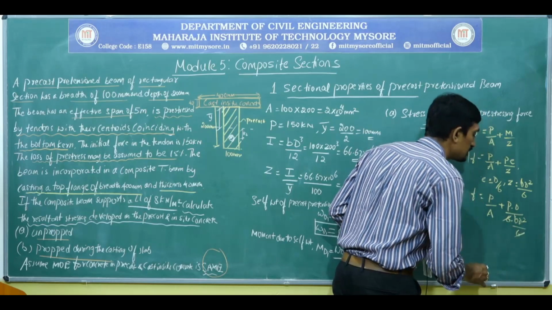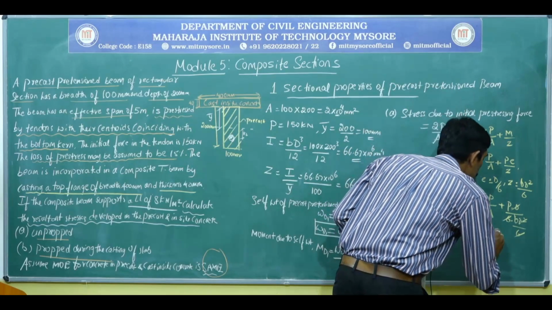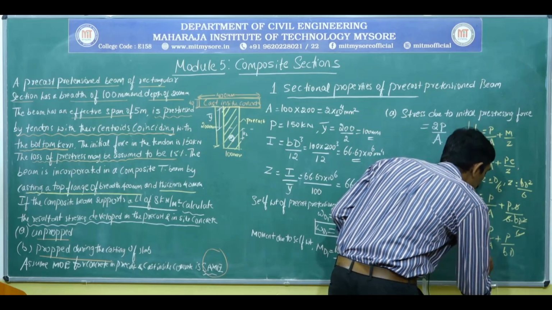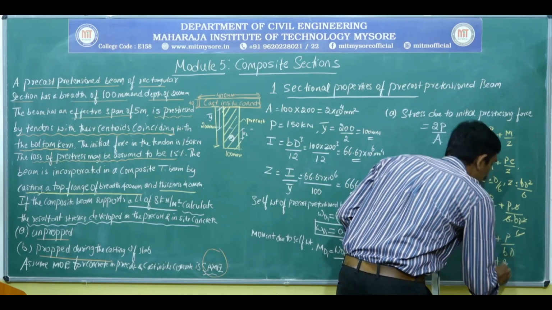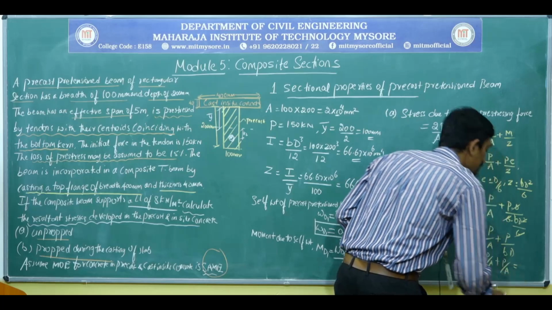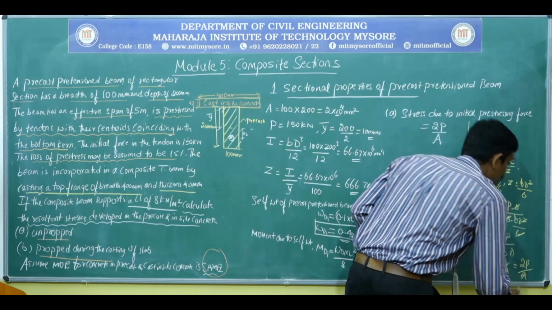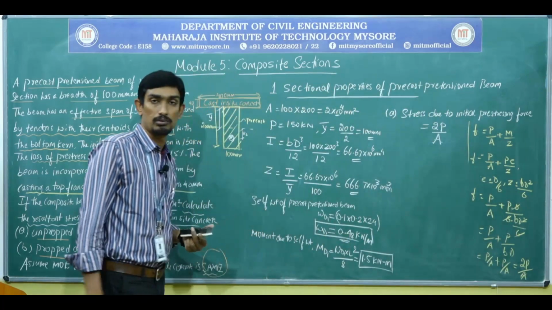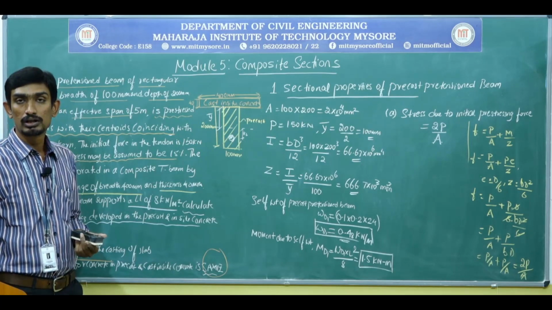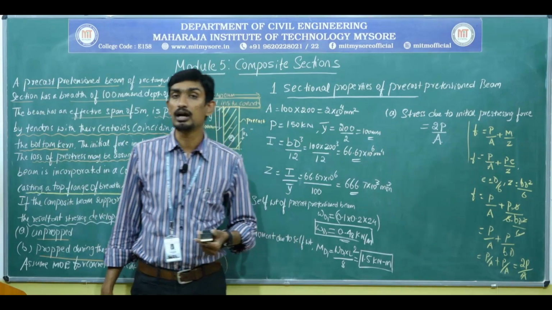So now 6 and 6 will get cancelled, D and D will get cancelled. So you are left with P by A plus P divided by bd. B into D indicates what? Area, the cross-sectional area. So hence P by A plus P by A, 2P divided by A. So this is the formula. Like this I have arrived at 2P by A. In the examination, you need not write all these things, but I have shown how I arrived at 2P by A.